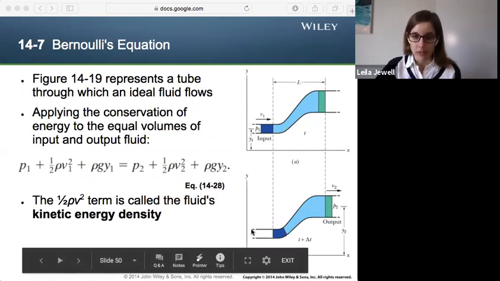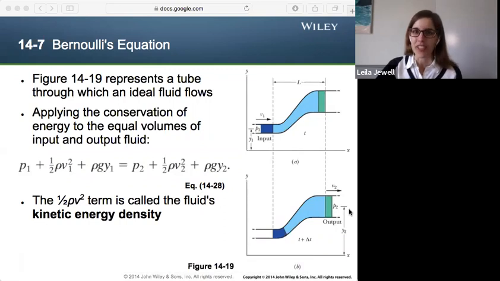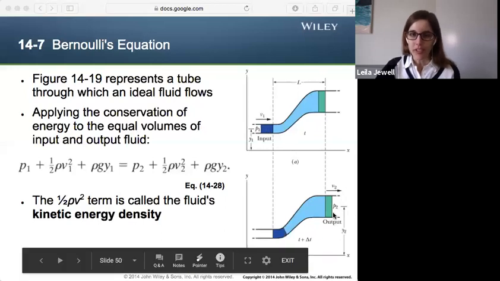So after some time has passed, the fluid is now further along in the tube at a different height, y2, moving at a different speed, v2, and there's a different pressure acting on it from beyond on the output side there. So if we apply the conservation of energy, one of our key big equations that keeps popping up, for equal volumes of input and output fluid, we could derive this equation.